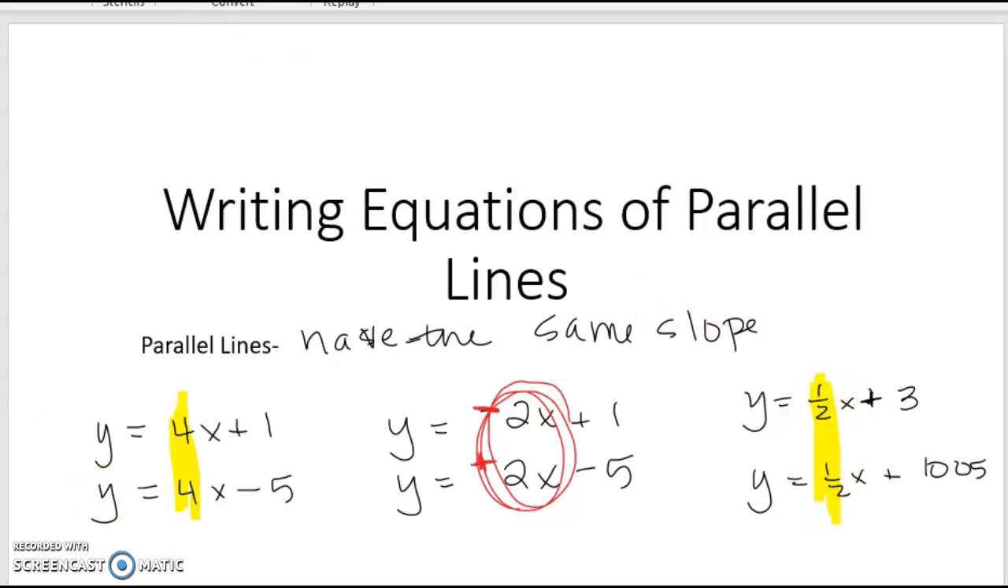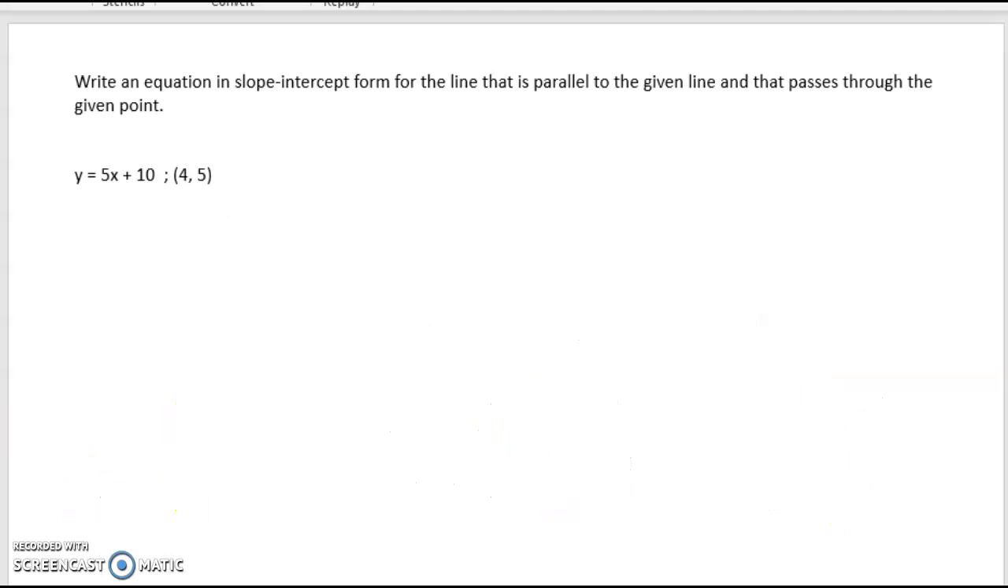So let's explore what this looks like. We're going to write the equation of a line in slope-intercept form, so the end result, I need it to look like this. And I need my line to be parallel to the given line. So if it's going to be parallel, we know that that means it's going to have the same slope.